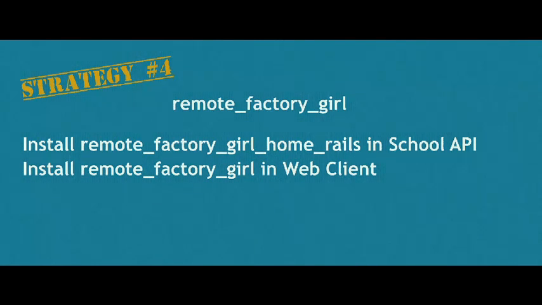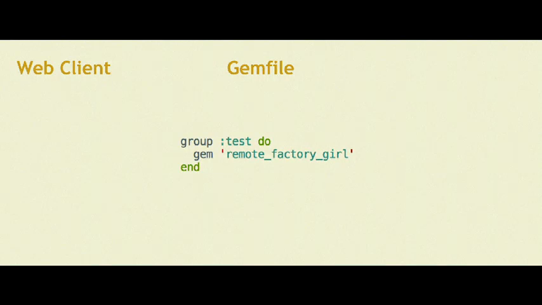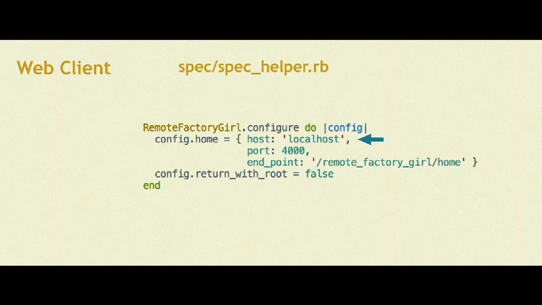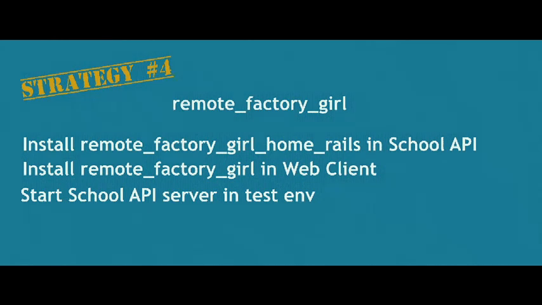Then we have to install Remote Factory Girl in the web client. This is what it looks like. You include it in the test group in the Gemfile, and you configure it. We want to send HTTP requests with Remote Factory Girl to localhost on port 4000, to this endpoint. And this is the endpoint that we just created with Remote Factory Girl Home Rails. Then we start the school API server in the test environment, and we issue HTTP requests between the web client and the school API.